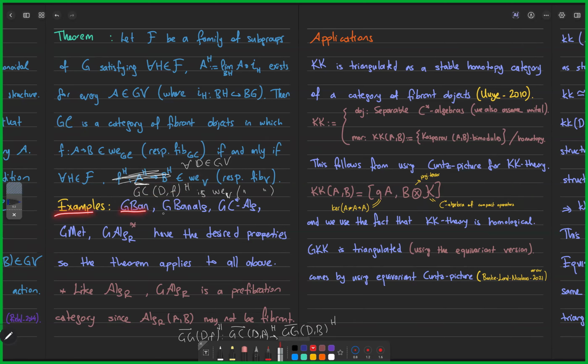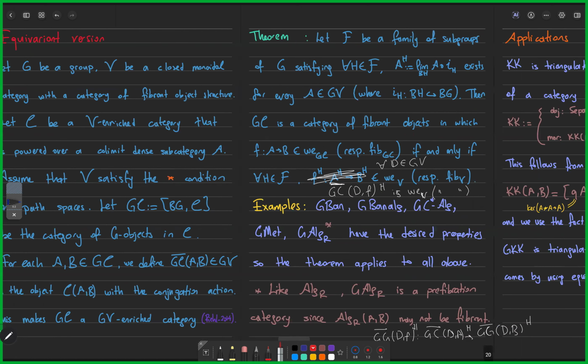Categories of G Banach spaces, G Banach algebras, G C-star algebras, G metric spaces, and G algebras have these properties. It immediately follows that they are categories of fibration objects in this sense. And like algebras, the category of G algebras is actually a prefibration category, because it is enriched over G simplicial sets, in which there are objects which are not fibrant. So let me mention some of the applications.